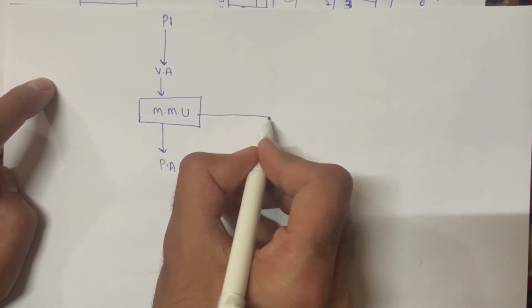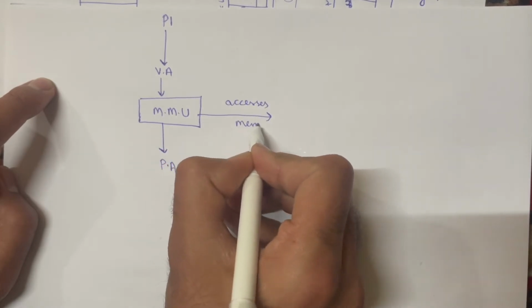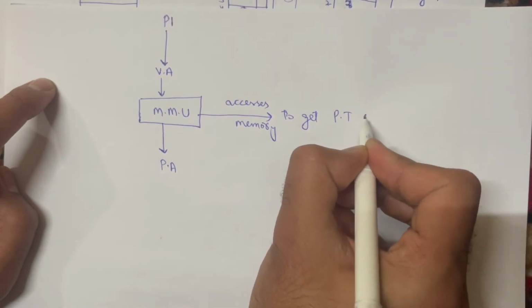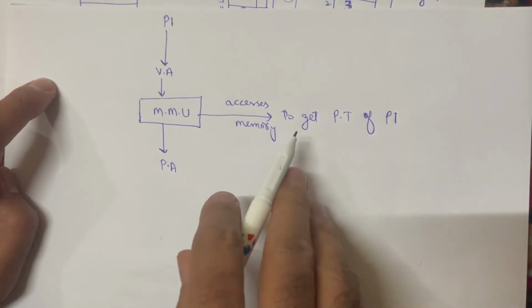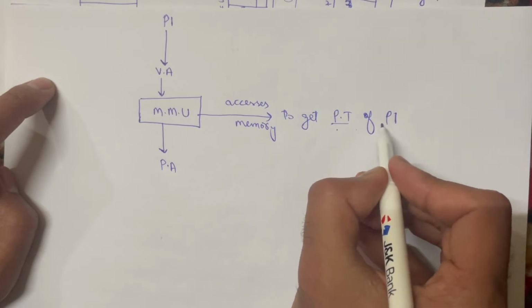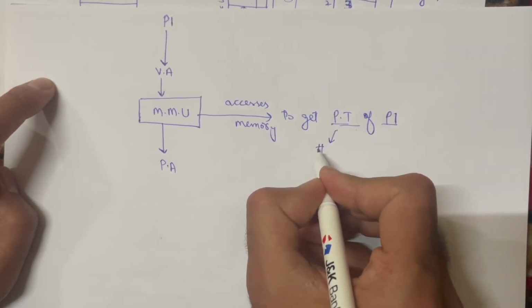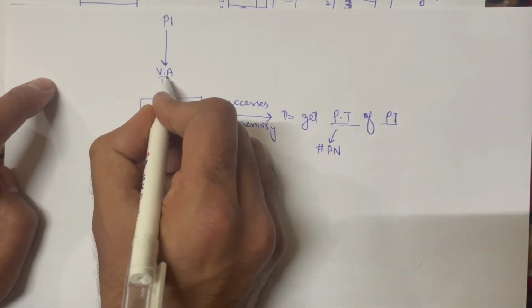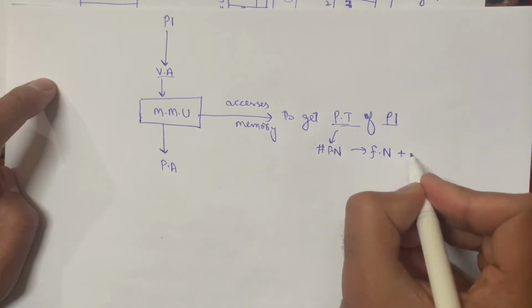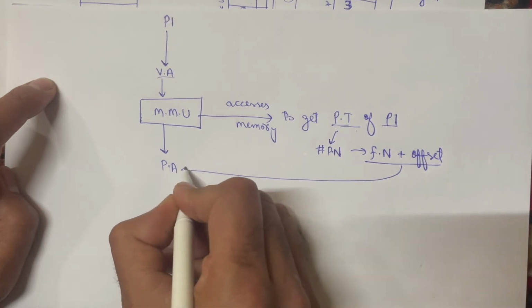It goes and accesses memory to get the page table of P1, because the page table of a process is in memory. From this page table, it will convert the page number of this particular address into a frame number, and then it will combine the offset with that frame number, and this will be our physical address.